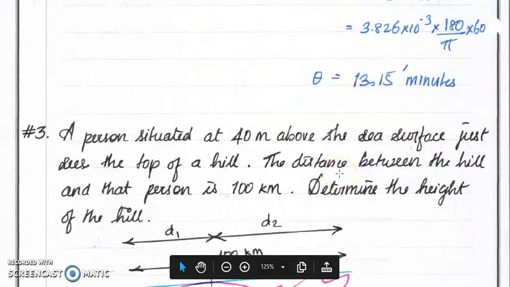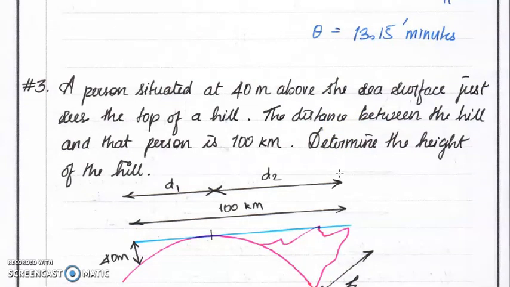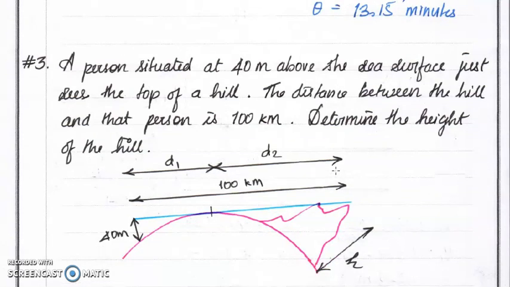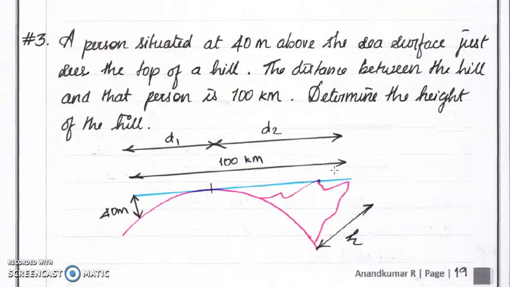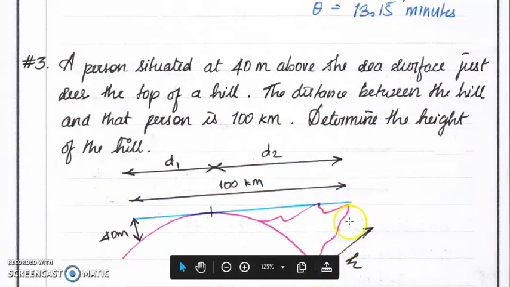Next problem: a person seated 40 meter above the sea surface just sees the top of the hill. The distance between the hill and that person is 100 kilometer. Determine the height of the hill. So what is this height? And this is 40 meter.